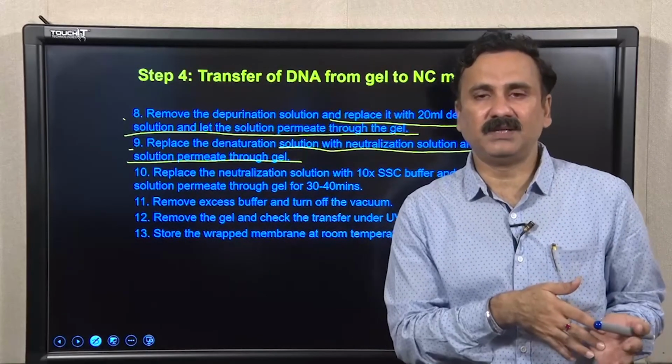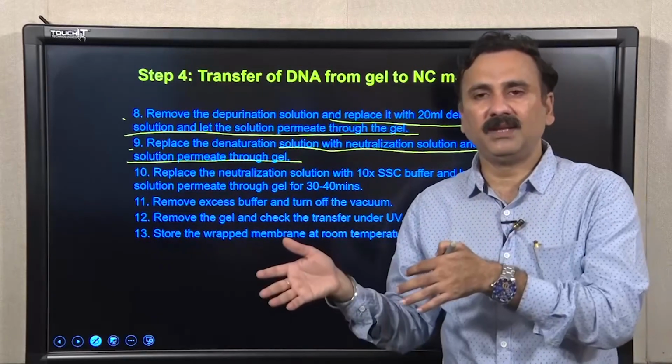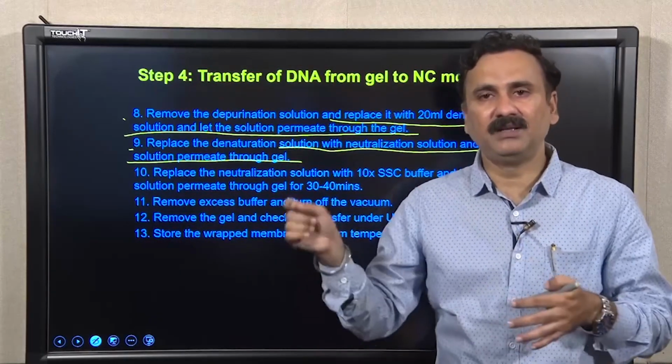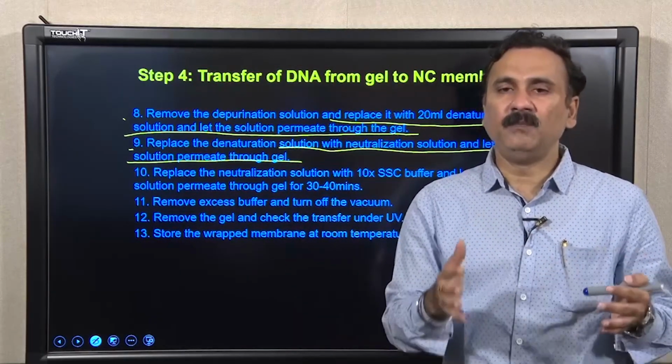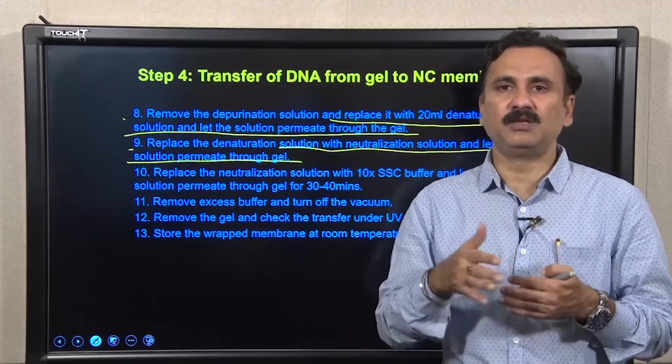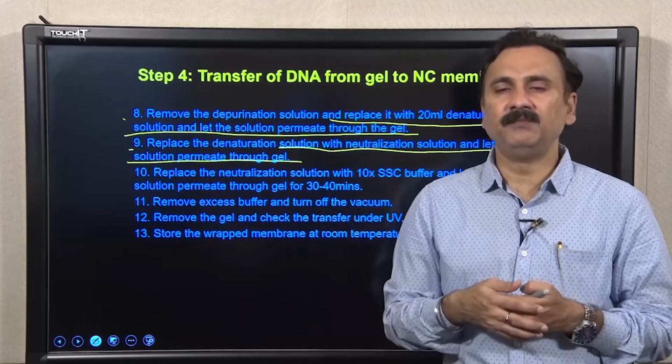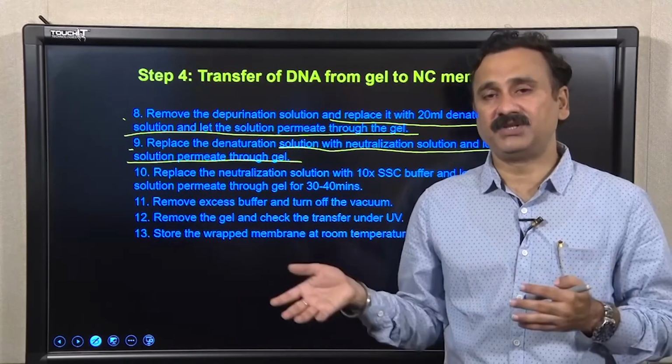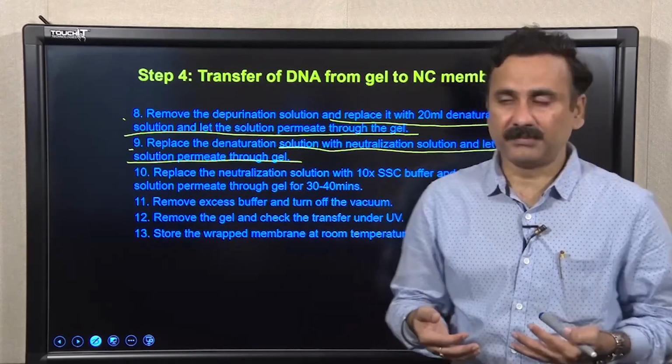And then, exactly the same as what we discussed before, you can visualize this under the UV light, you can mark the lanes, and you can also crosslink the DNA to the nitrocellulose membrane, so that it is going to withstand the harsh treatment we are going to do in the next step.